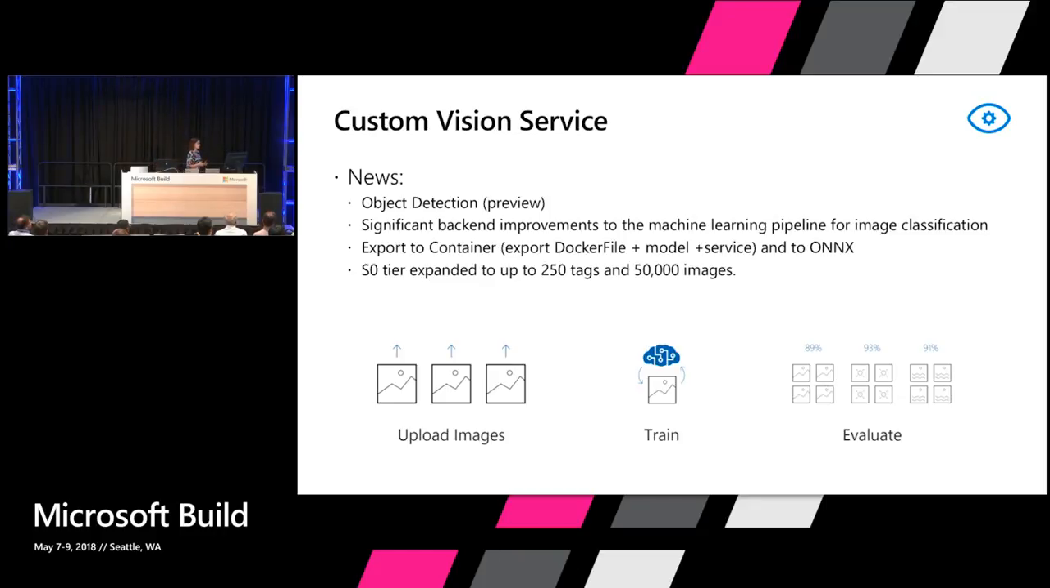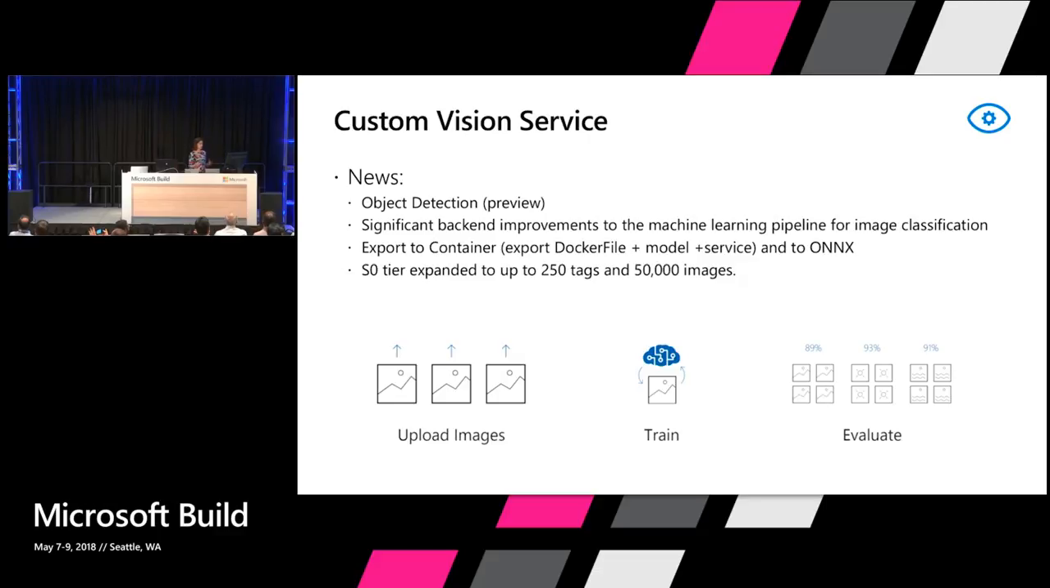Next, we have introduced a bunch of export functionality, what we call export to containers. We give you a Docker file, a model, and some service code, so you can now take the same great API but have it hosted somewhere else. And also export to ONNX for Windows machine learning. And then finally, we've increased the size of the S0 tier.